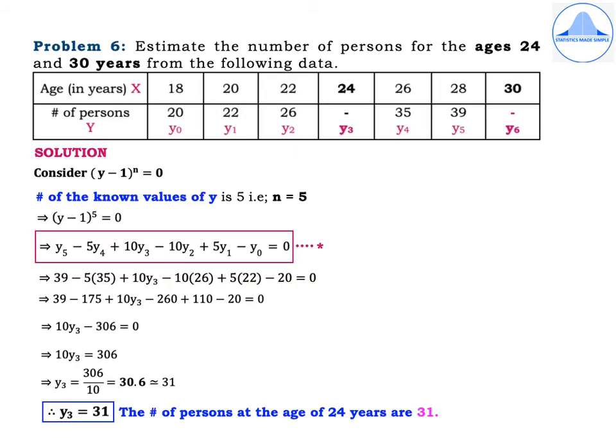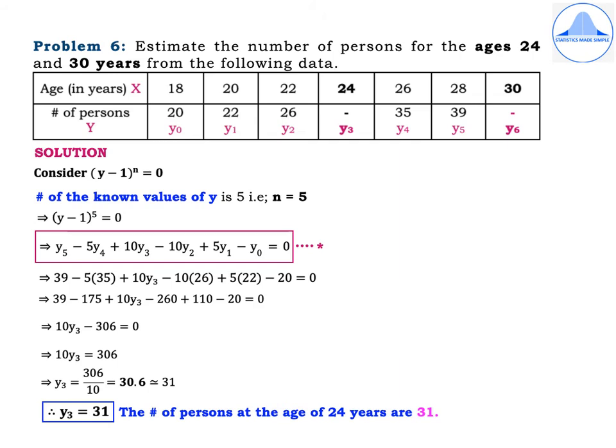Problem 6. Estimate the number of persons for the ages 24 and 30 years from the following data. Age in years: 18, 20, 22, 24, 26, 28, 30, and number of persons: 20, 22, 26, then the missing number of persons, 35, 39, and the other number of persons who are missing. Age in years as x, number of persons as y, and mark y0, y1, y2, y3, y4, y5, and y6.